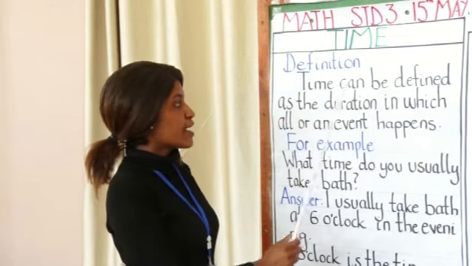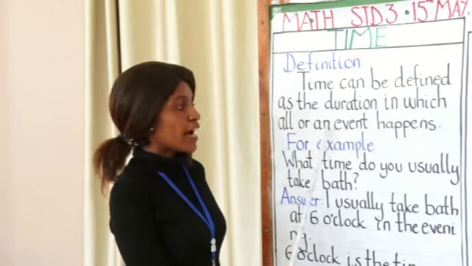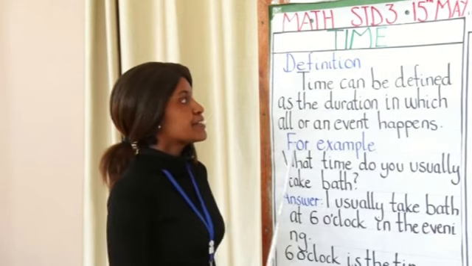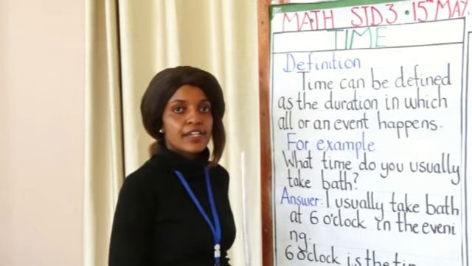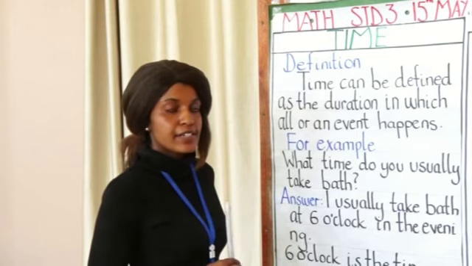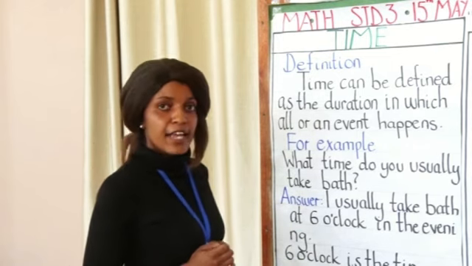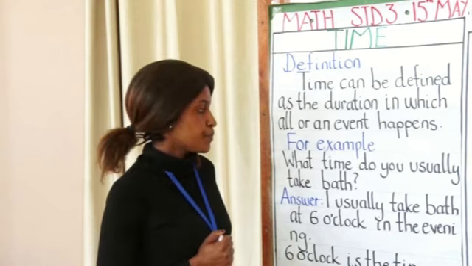Time can be defined as the duration in which an event happens. Time is a duration in which an event happens. Let us see examples of different events which happen at different times.